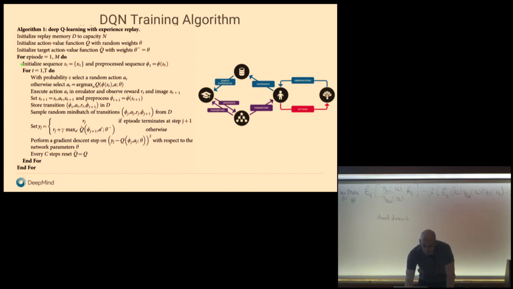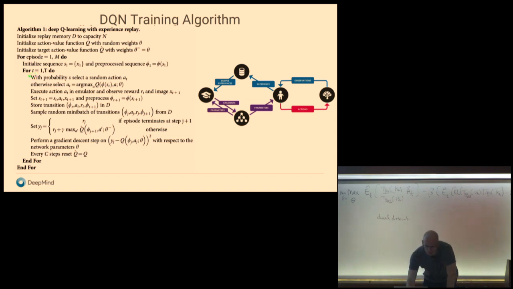Then we initialize our sequence, some start state. Don't worry about the phi's. The phi's is just for Atari. In Atari, if you just look at the current frame, you don't have information about velocity. You don't know where things are moving. You need to look at a sequence of frames to see where things are moving. So essentially, instead of looking at one frame, it's saying we need to look at 4 frames together. That's really what the phi thing is doing here.